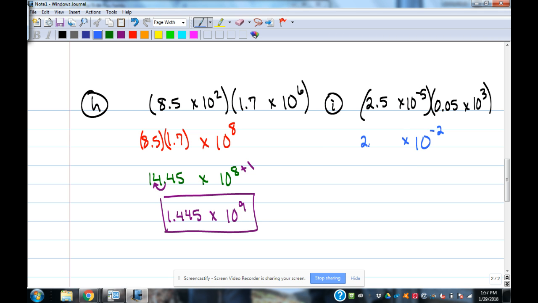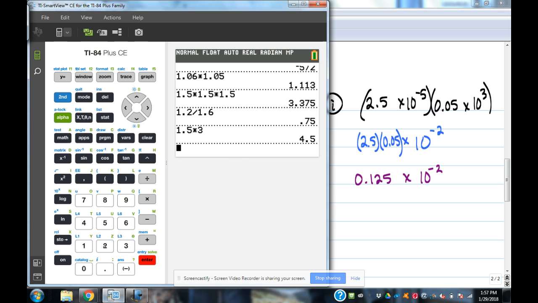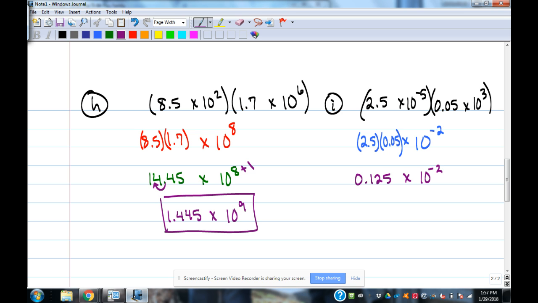Then I'm multiplying 2.5 times 0.05. That's going to turn that into 0.125. Let's check it again here. 2.5 times 0.05. Fairly certain that's right. Yeah. 0.125, which is that scientific notation? No. 12 cents is not between $1 and $10, right? So we got to make it that way.